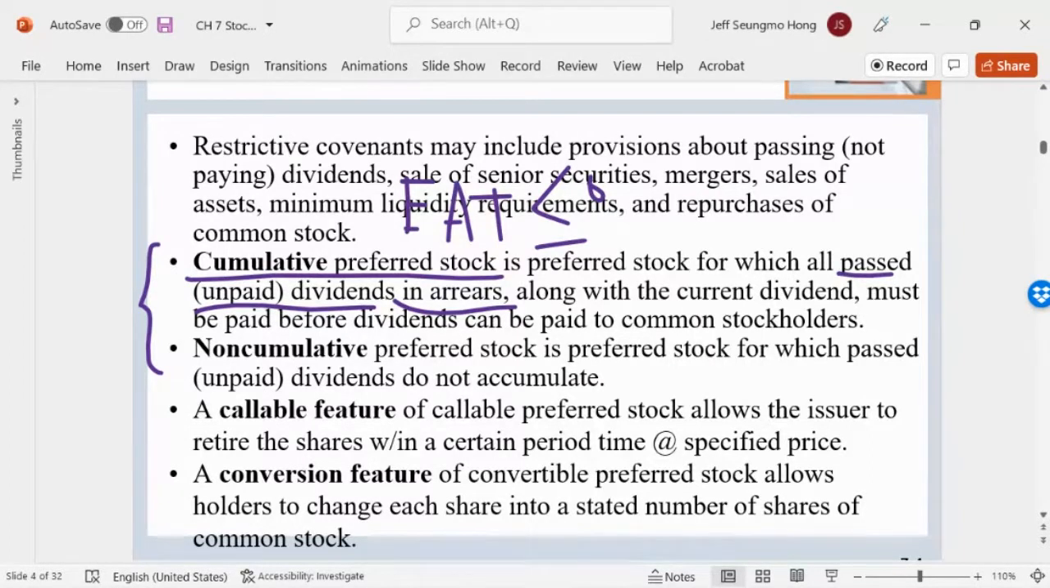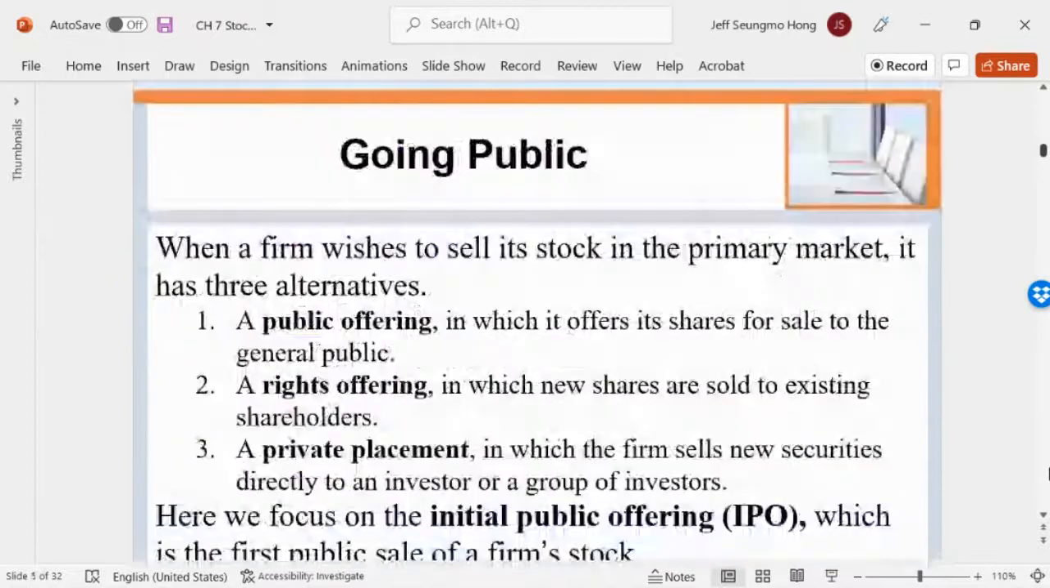If it is non-cumulative, then forget about it. It's gone. Okay. And then they have a callable feature like the callable bond, and a conversion feature. These are just the institutional aspects, so you can just read up on them. And so we're out of time. I think we're out of time, aren't we? We still have like 5 minutes.